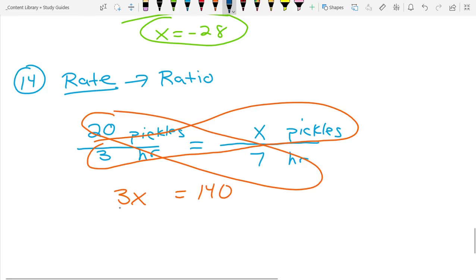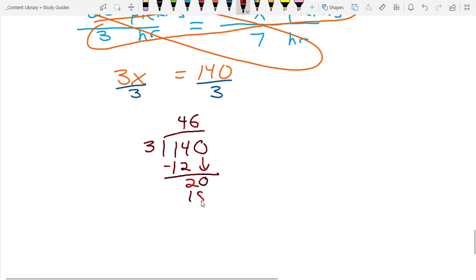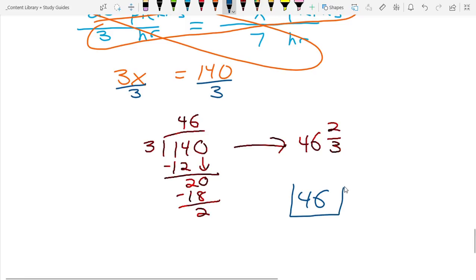To get rid of our 3, we do the opposite. It's a multiplier, so we divide. And normally that would be your answer, 140 over 3. But because this is a real-world problem, we want to give an actual number answer that's not a fraction. So we're going to do 140 divided by 3. So 4 times 3 is 12. Subtract, bring down our 0. 3 goes into 20. 6 times 3 is 18. Remainder 2. So technically this would be the fraction 46 2/3. But they say how many whole pickles can he eat. So he could only eat 46 whole ones because he didn't have enough time to get to the 47th completely and finish it.